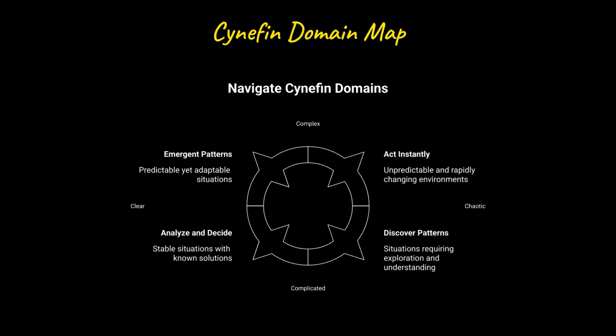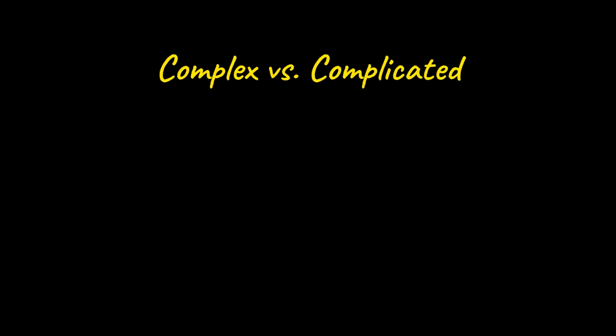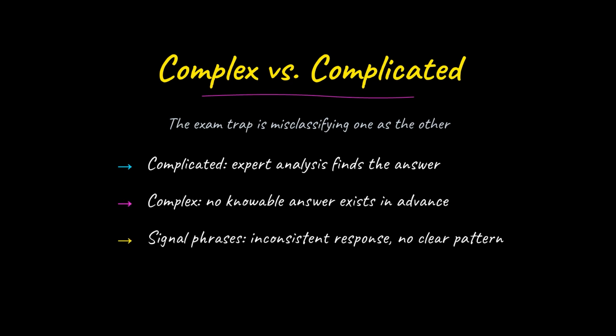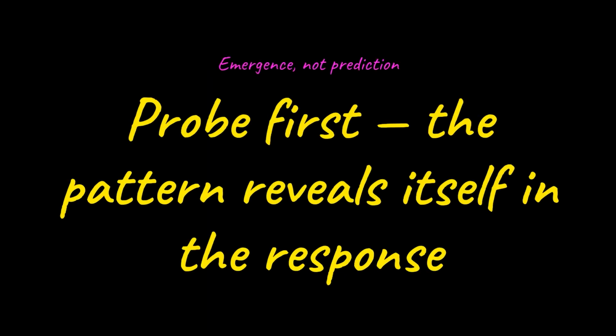Complicated problems yield to expert analysis. Complex problems do not. They resist prediction, and action must come before understanding. The most common exam mistake is treating a complex problem as complicated. If clinicians respond inconsistently to a new alert and no clear pattern emerges from the data, long planning cycles will produce confident but wrong solutions. Complex systems generate patterns no one intended and no one could predict. The only path to understanding is to perturb gently and watch. In healthcare informatics, this is permission to deploy small, learn continuously, and let the system teach you.